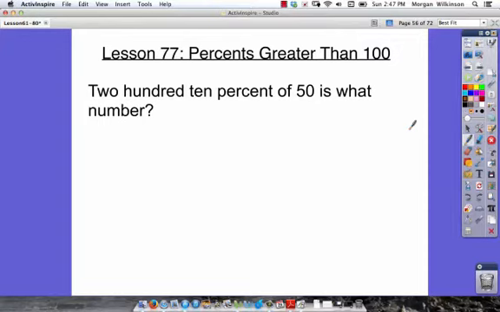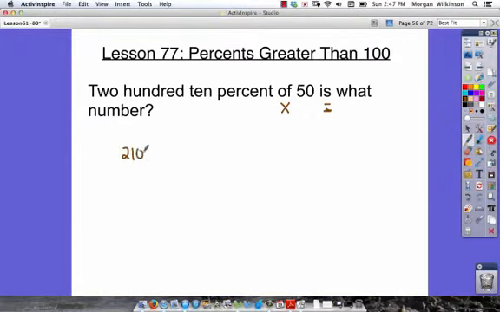Lesson 77 is about percents greater than 100. And our first question says, 210% of 50 is what number? So remember, of means to multiply, and is means equal to, so we can take this word question and put it into an algebraic equation.